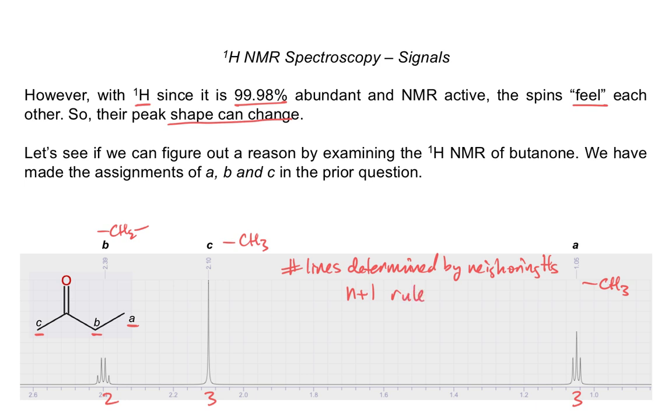So again, this is where you have to keep things straight in the following sense. B has 4 lines. The 4 lines of B are determined by the neighbor A. So if you did not see this structure and you looked at that signal and said, okay, it's 4 lines, therefore, whatever is attached to it has to have a total of 3 hydrogens.